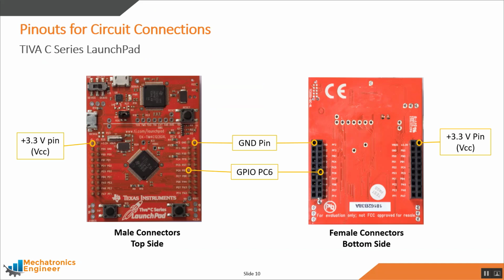Now we will see how we can interface a push button with TIVA C series LaunchPad microcontroller board. The TIVA C series LaunchPad has two types of connections: the male connector pins on the top side and female connectors on the bottom side. We can use any of these two for interfacing the push button. The pins required for interfacing the push button are highlighted and labeled accordingly.